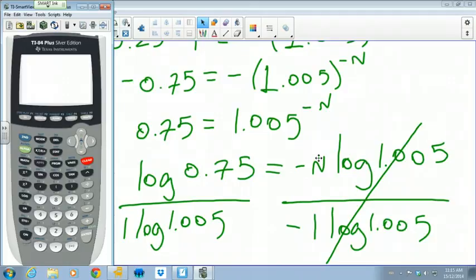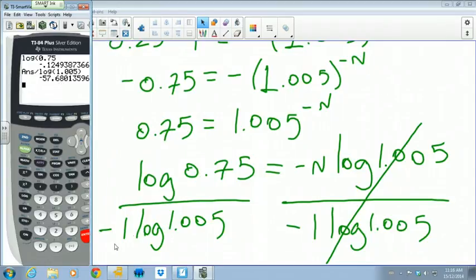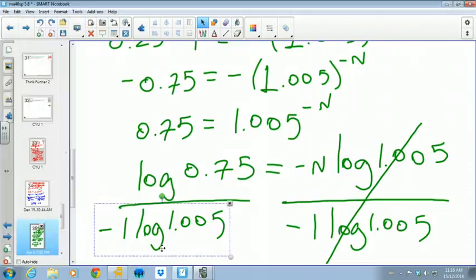Okay, so here goes. Log of 0.75. I'll just press enter. There's the top. And I want to divide the top by log of this number. So that's log of 1.005. It was supposed to be negative log. That would have been a positive 57.6, right? Okay.